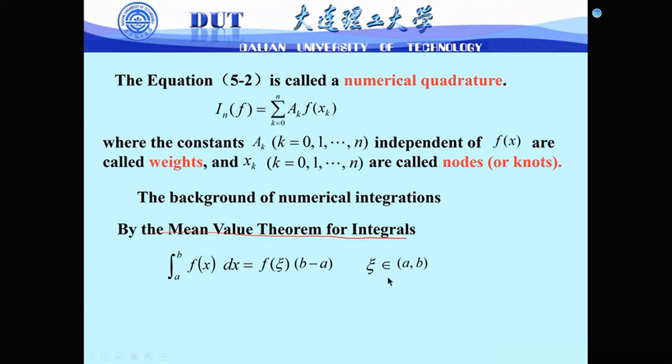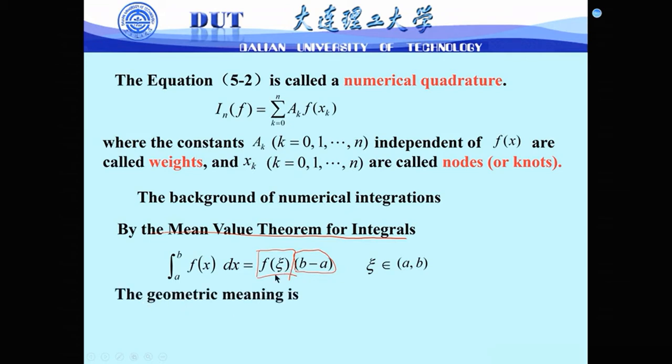We only know c lies in the interval [a, b], but we don't know its exact location. But here, by this formula, we know we can just use one function value to obtain the exact integral, and b minus a is a constant. So here that means we just use one node c, but we don't know where c is. That is the problem.